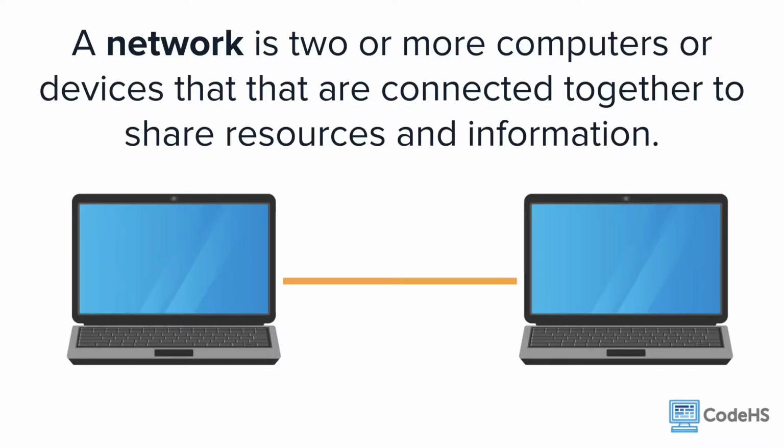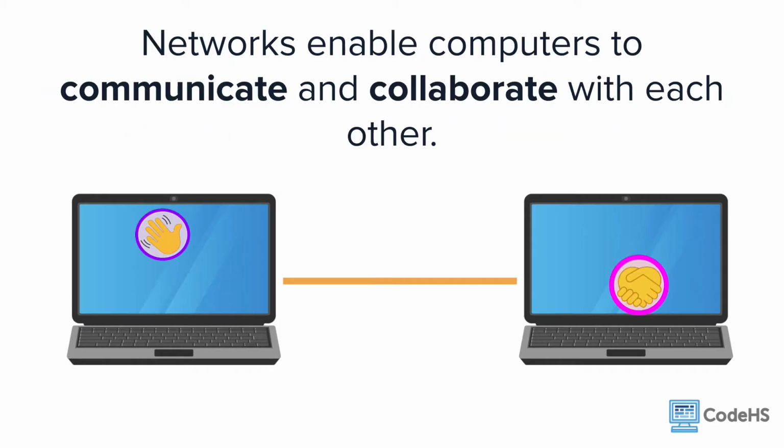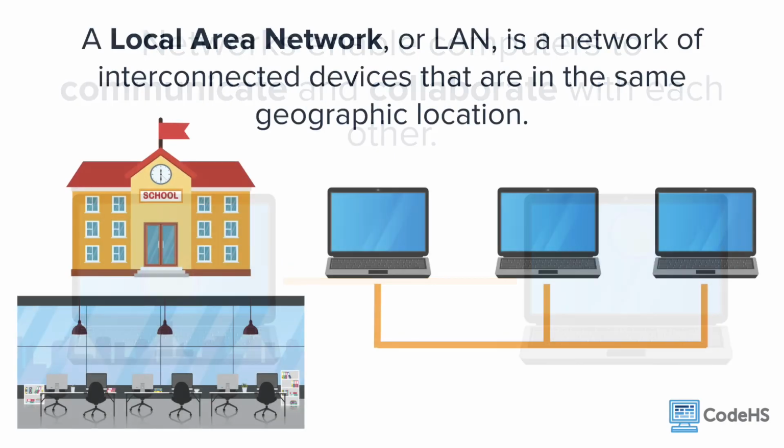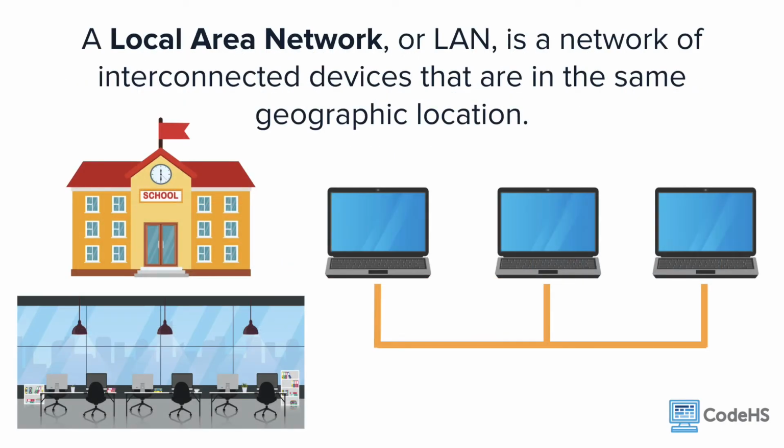Let's start with the most basic way to share information between computers, a network. A network is two or more computers or devices that are connected together to share resources and information. Networks enable computers to communicate and collaborate with each other. A local area network, or LAN, is a network of interconnected devices that are in the same geographic location, such as a school or office.